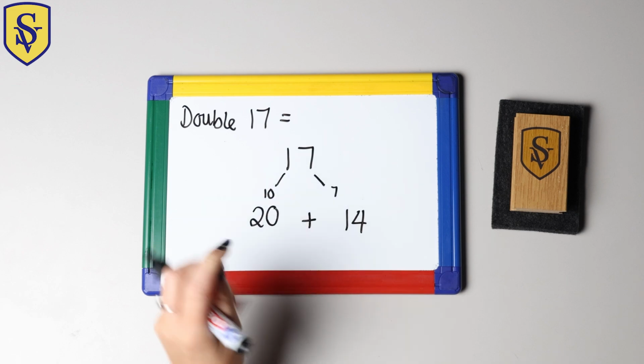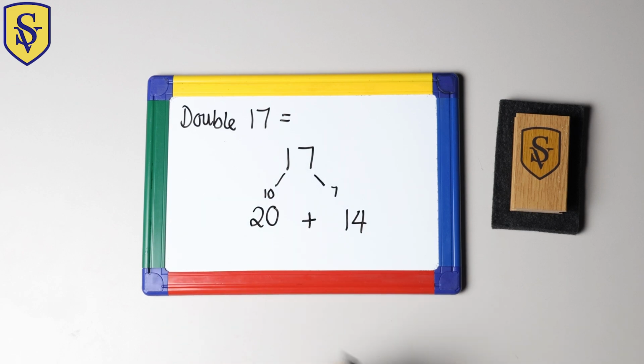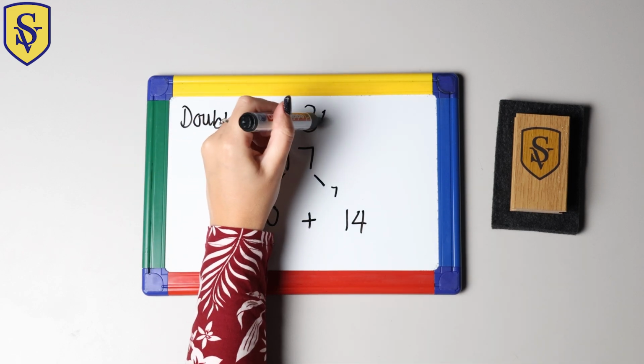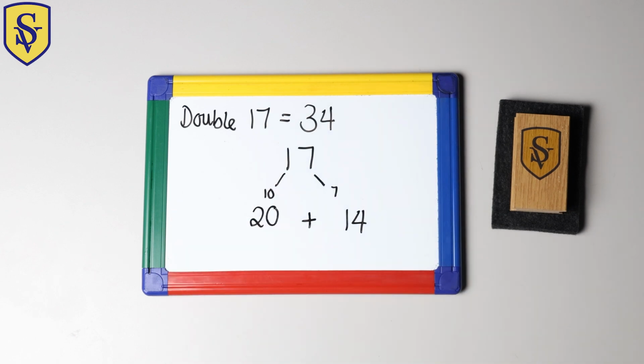And if you add it together, 20 plus 14 is 34. So using partitioning, double 17 is 34.